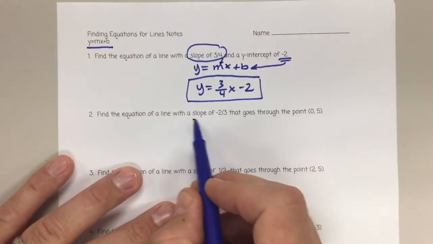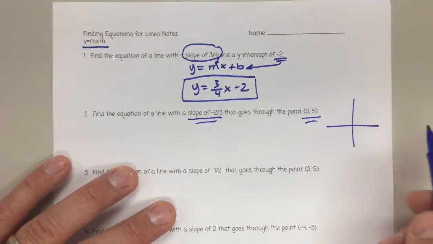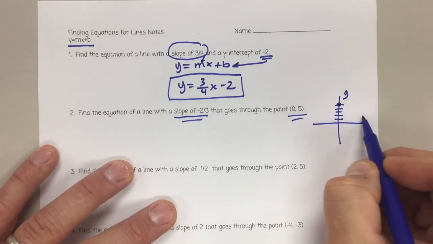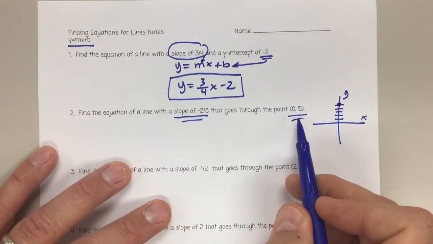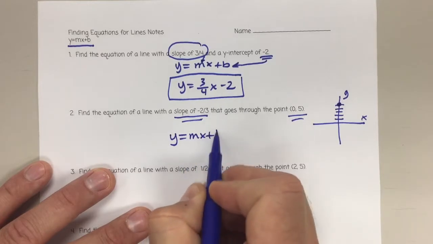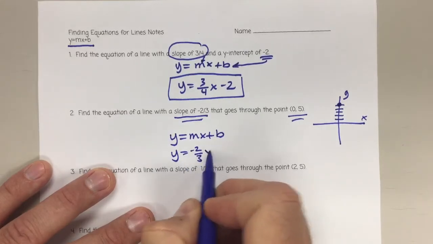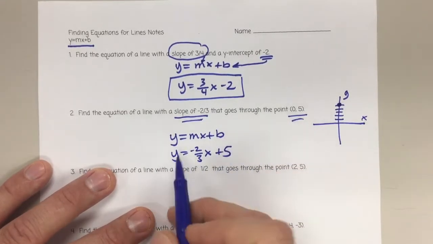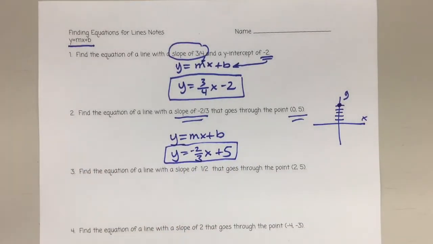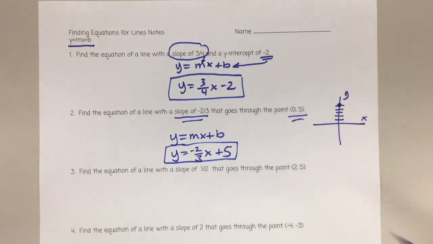For number 2, I'm given the slope again, and I'm given the point (0, 5). Well, if you think about the point (0, 5), it is right there on the y-axis. So (0, 5) is also the y-intercept. So again, this will be pretty easy, right? The equation is y equals mx plus b. So I replace m with the slope, -2/3, and the y-intercept is 5, I just write 5. Okay? So if I give you the y-intercept or if I give you the point, it's pretty easy to write the equation.